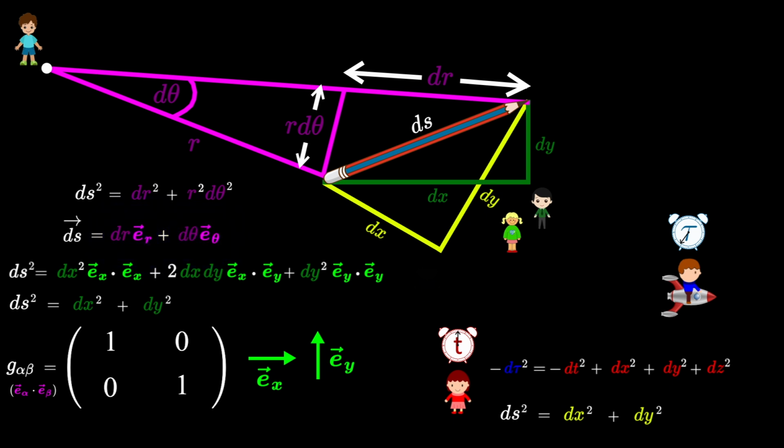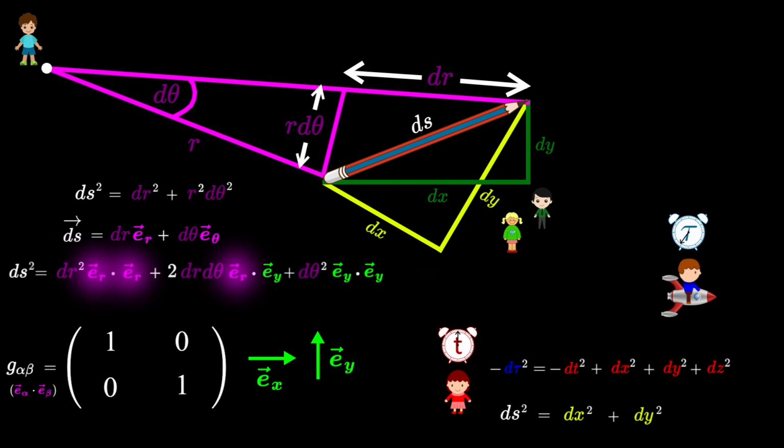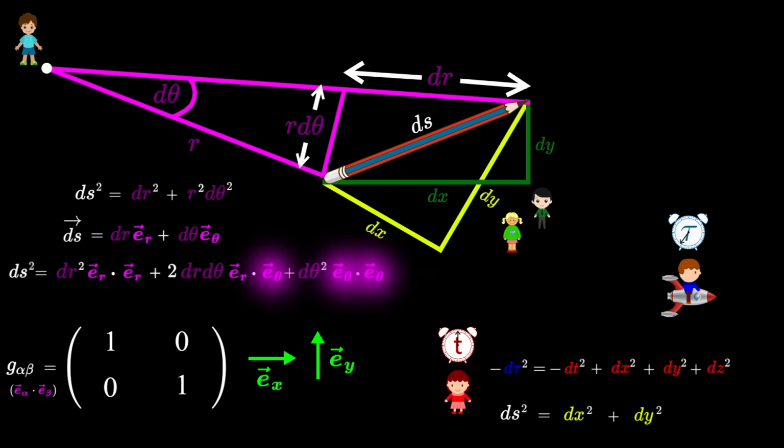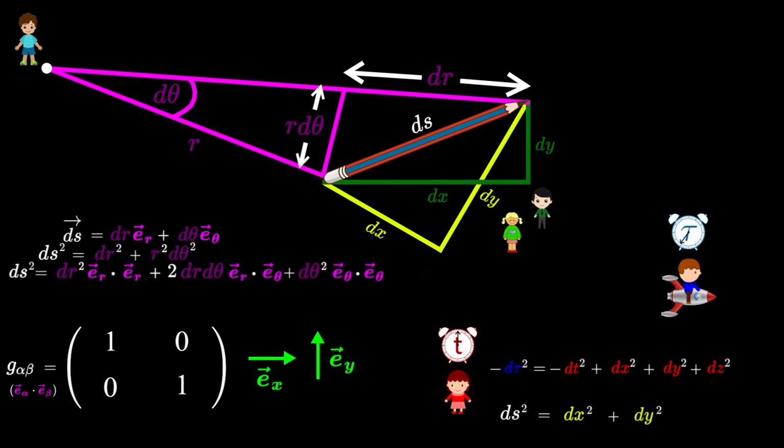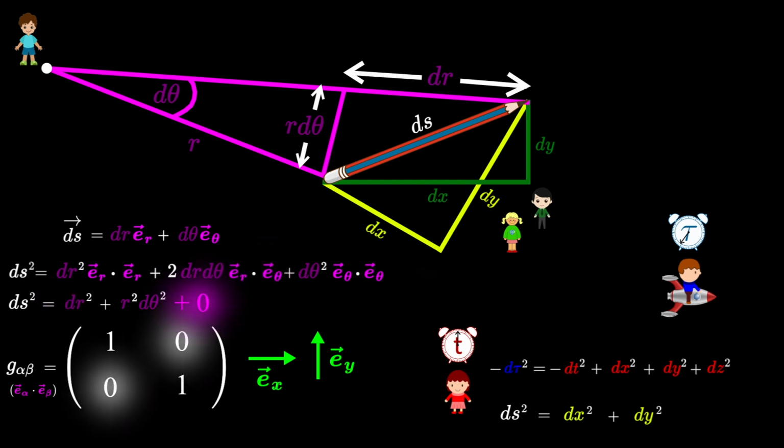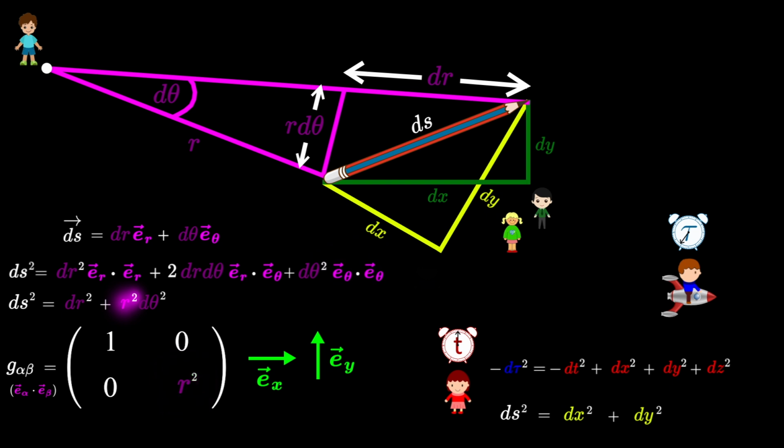Then ds.ds, or ds squared, is just the same as before, but replacing dx with dr, dy with d theta, ex with er, and ey with e theta. Comparing this equation with the distance equation in polar coordinates, we see that er.er equals 1, er.e theta equals 0, and e theta.e theta equals r squared. So this matrix tells us that er has a length equal to the square root of 1, which is 1, and e theta has a length equal to the square root of r squared, which is r. We also see that er and e theta are perpendicular to each other because their dot product is 0.